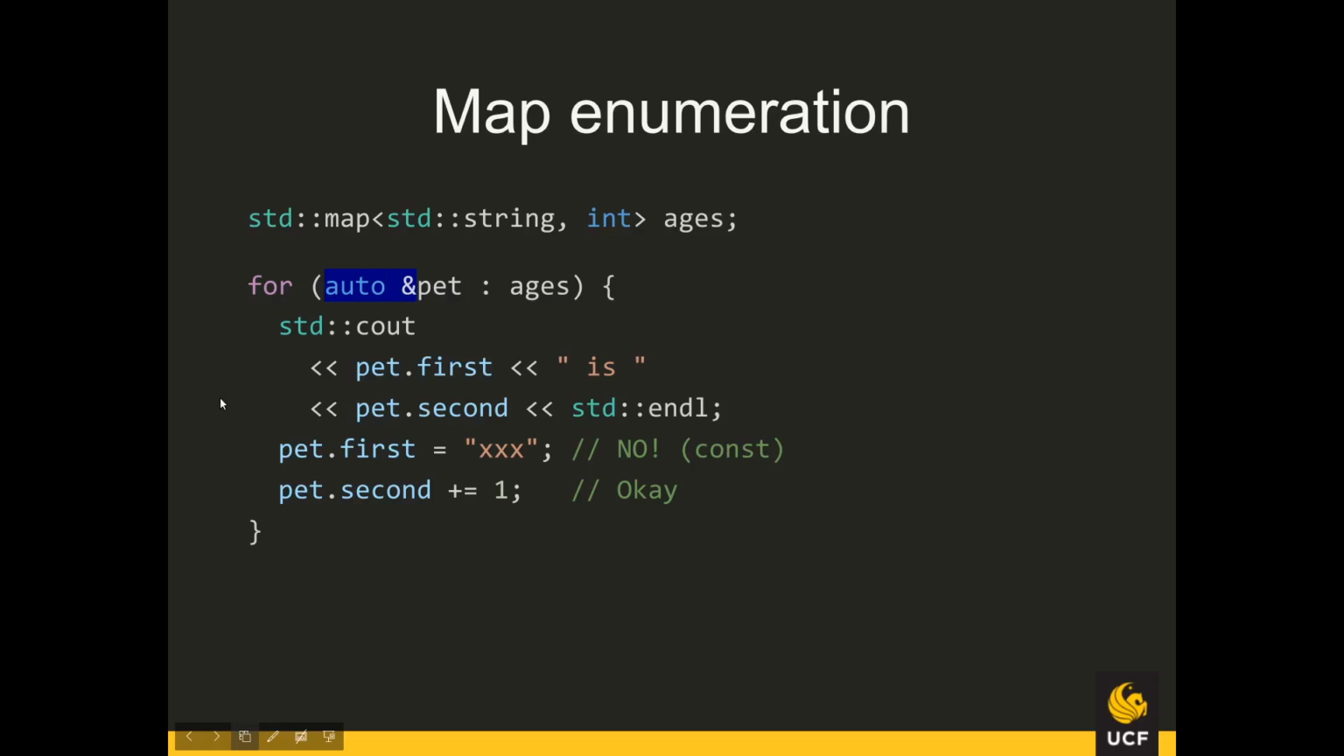And again, as I talked about before, first is const. We can't change the name of an animal to XXX because the language won't let us. But here, just as in the previous version, we can do this. We can give everybody a birthday and increment their age in the middle of this loop.